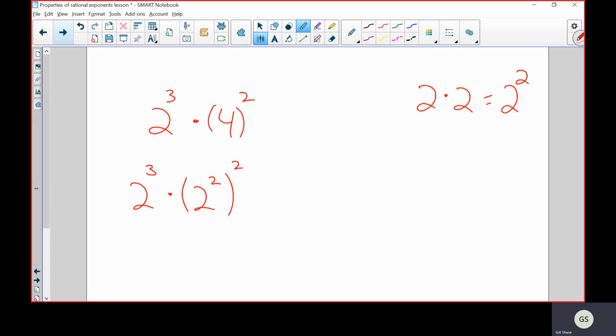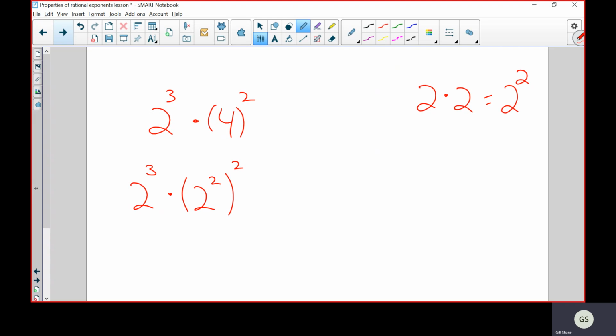Caleb, what rule could I apply when I have parentheses? An exponent raised to another exponent. What is it? Look at the ones that have the parentheses on there. Yeah, it's a power rule, right?